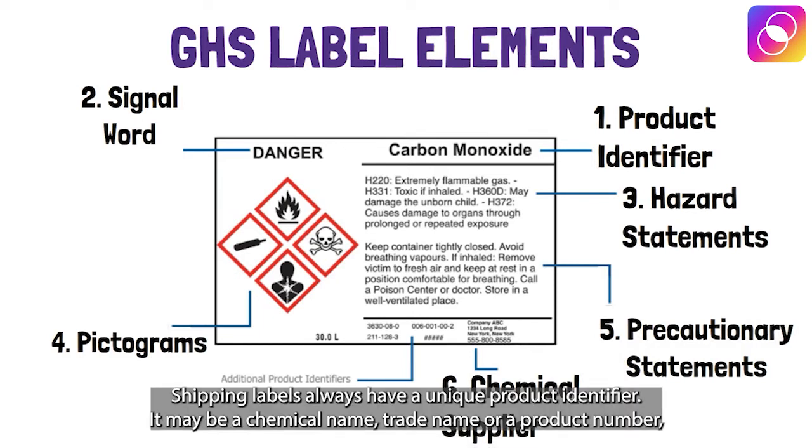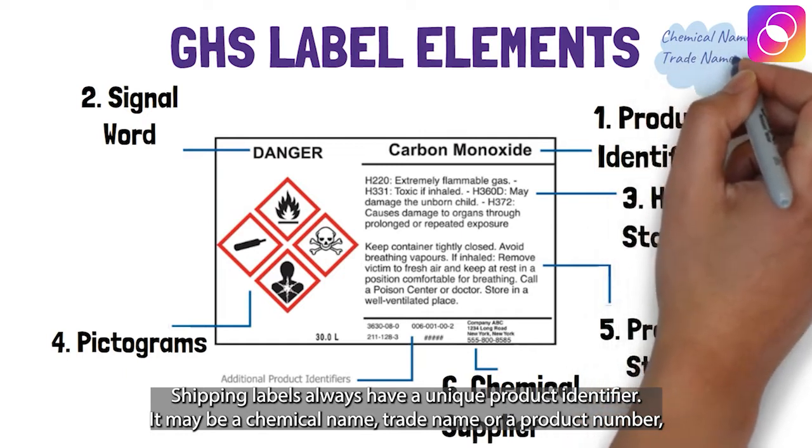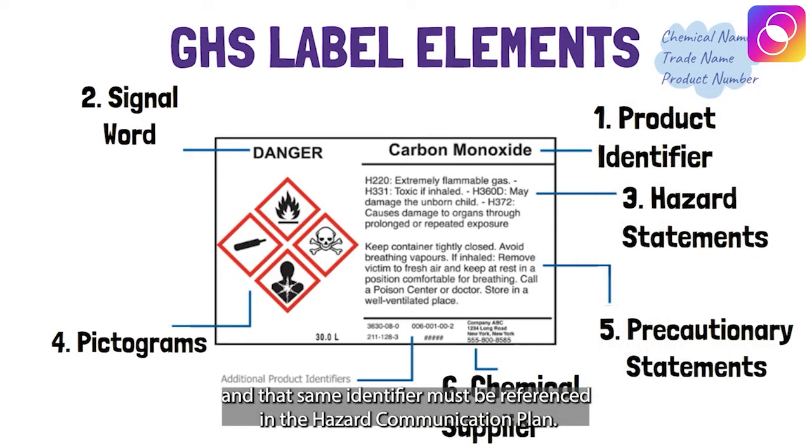Shipping labels always have a unique product identifier. It may be a chemical name, trade name, or a product number. And the same identifier must be referenced in the hazard communication plan.